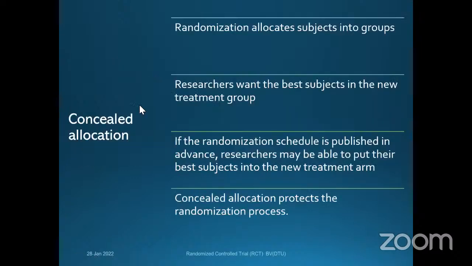There's one more aspect of this, that is concealed allocation. Randomization allocates subjects into groups. The researchers want the best subjects in the new treatment group so that the results are favorable. If the randomization schedule is published in advance, researchers may be able to put their subjects into the new treatment arm, which is their favorite. So concealed allocation protects the randomization.